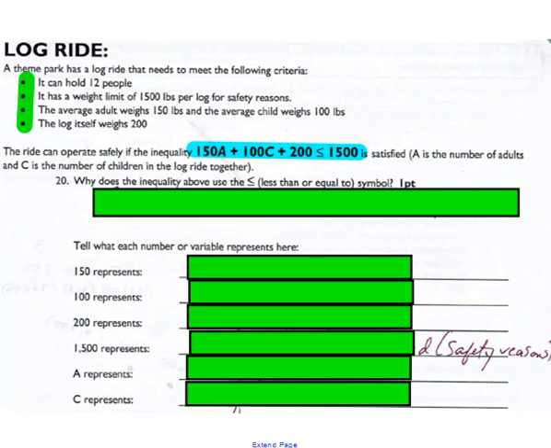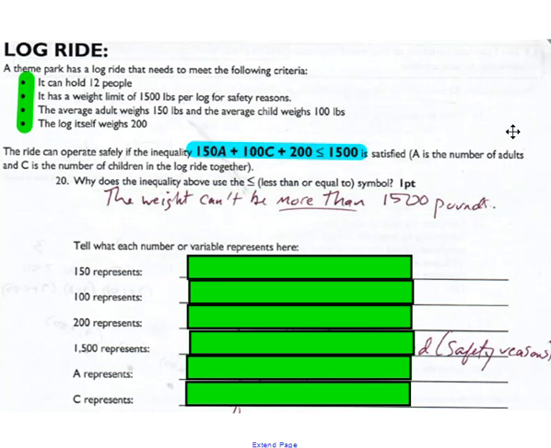Let's go to the final problem here, the log ride. They give you a bunch of information up here: how many people can go on it, the weight limit, the average adult weight, kid weight, whatever. Let's just jump right to the answers here. Number 20, why does the inequality above use the less than or equal to symbol? And the reason is because the weight of the log ride can't be more than 1,500 pounds, all right? That is the maximum weight, and that's what it tells you right here. It has a weight limit of 1,500 pounds. So everything on it needs to add up to a weight that is no more than 1,500, okay?